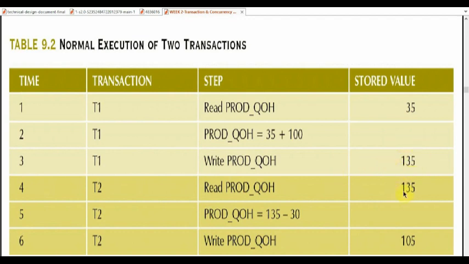So it's reading the current value, which is 135 as opposed to 35. Then it's doing some computations here. There is a deduction of 30 from 135 and then updating the value there to 105. So these are two transactions that have occurred sequentially.